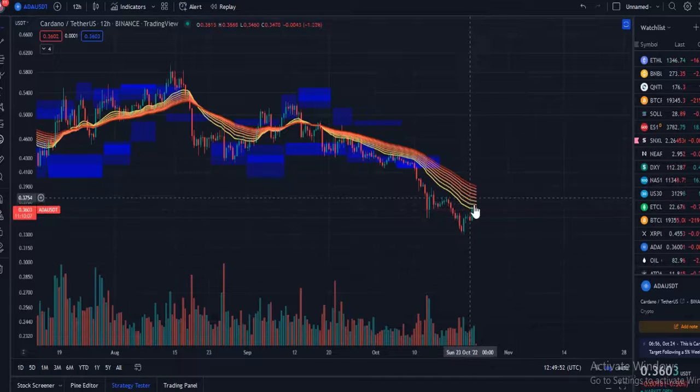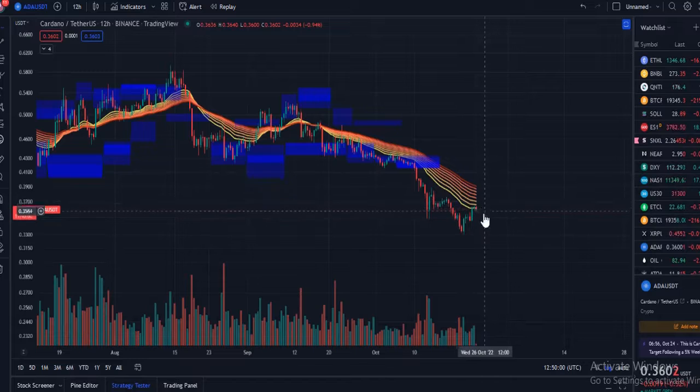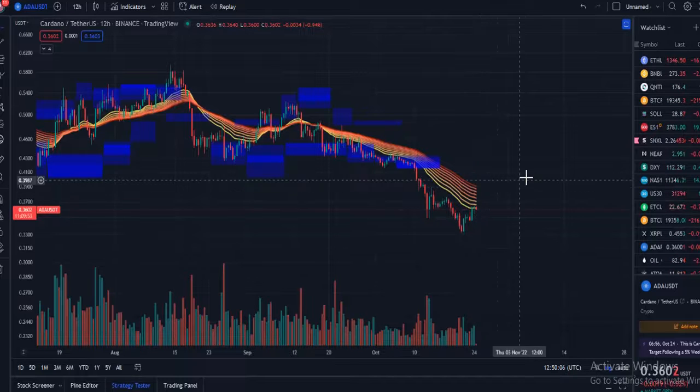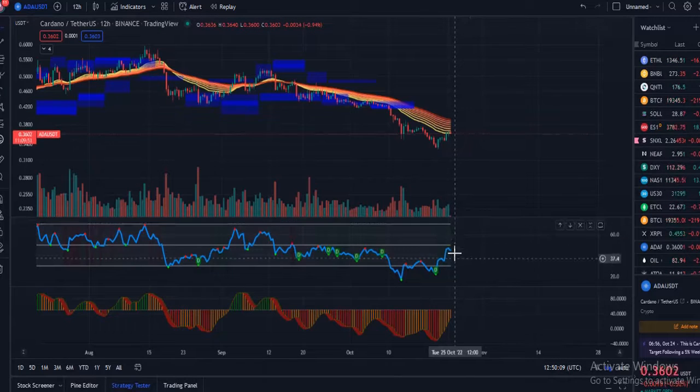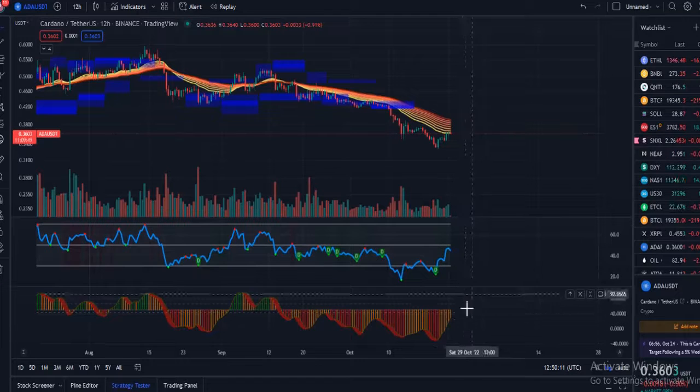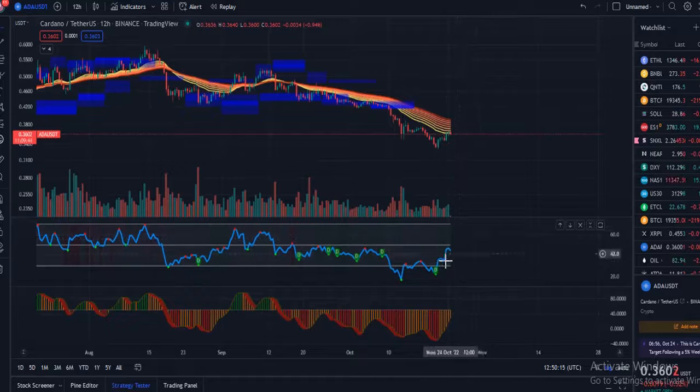If we can find a way to move away from the EMAs, we will have further price action, probably to the 0.38 region. Our indicators are suggesting that we still have more upward pressure to go, so we should probably see ADA around the 0.39 region in the coming few days.